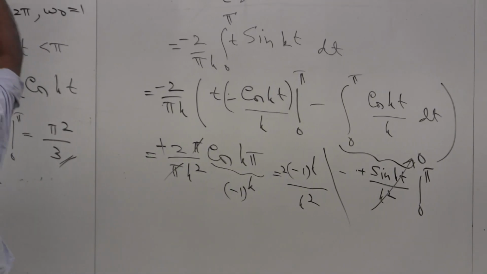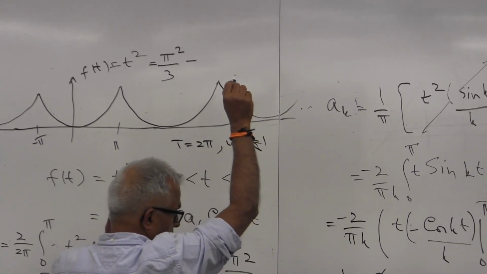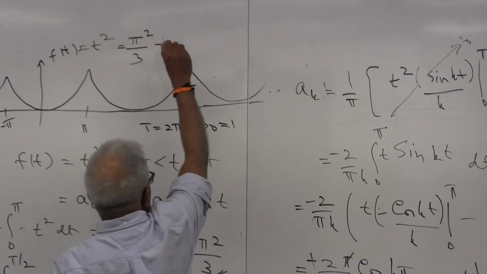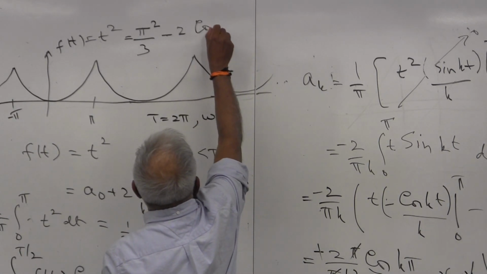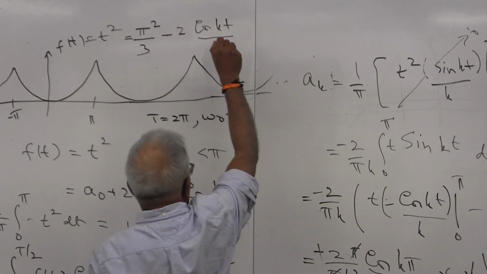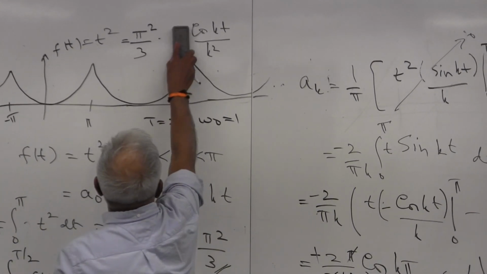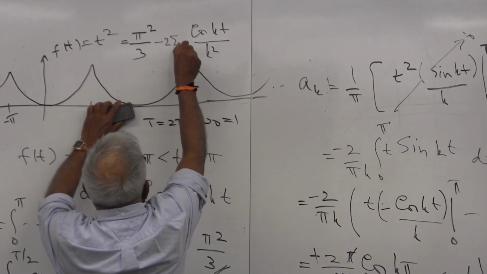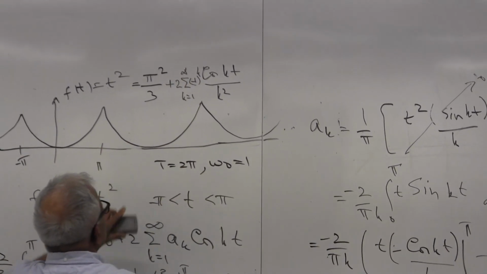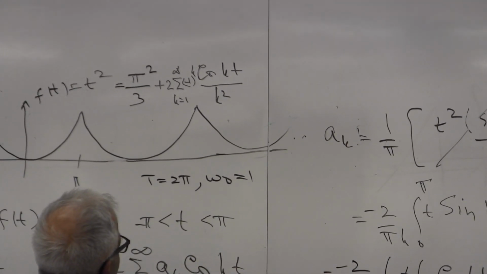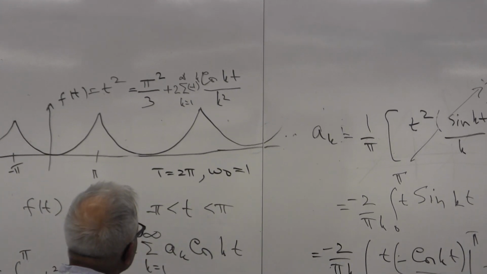So the answer here is this t squared has a dc term pi squared by 3 minus, plus minus, then 2 cos kt over k squared, right? So when k is 1, it is negative. So basically 1 squared minus 1 squared plus 1 over 2 squared, etc., etc.